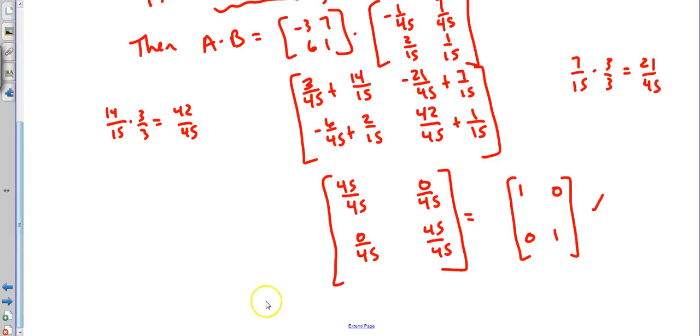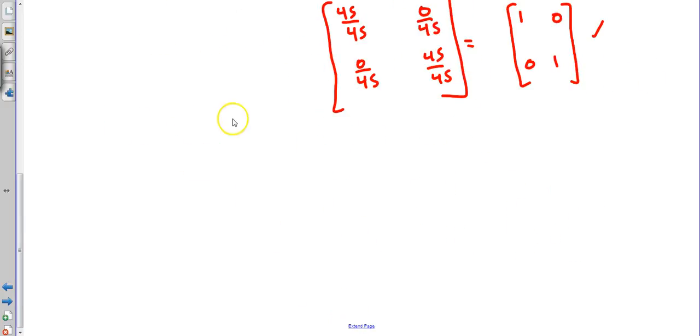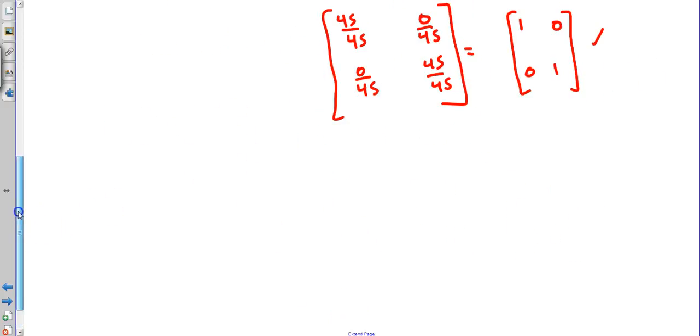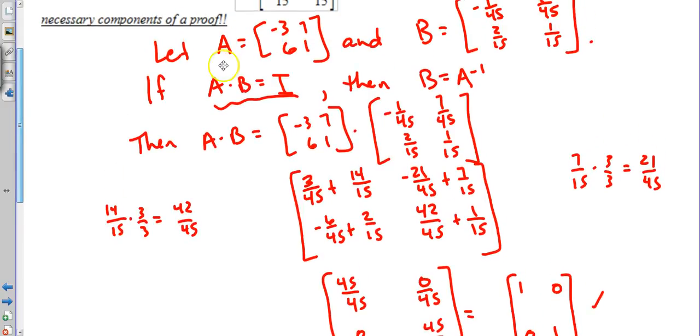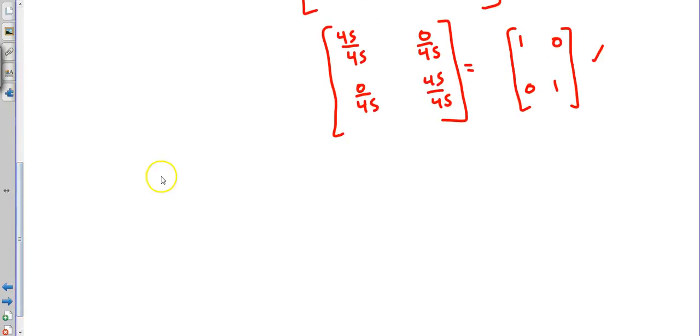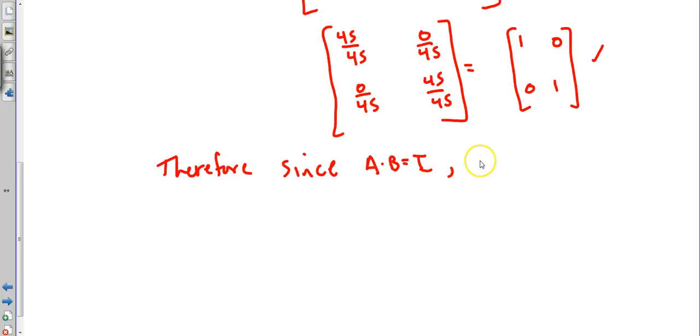So all of our proofs, as usual, are going to end with this: we just showed that A times B equals I, and up here we said, all right, we know that if A times B equals I, then B's got to be the inverse. So that's what we're going to conclude with. So therefore, since we showed A times B equals I, then we know B must be the inverse of A.